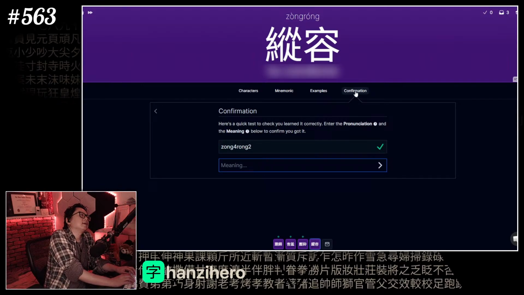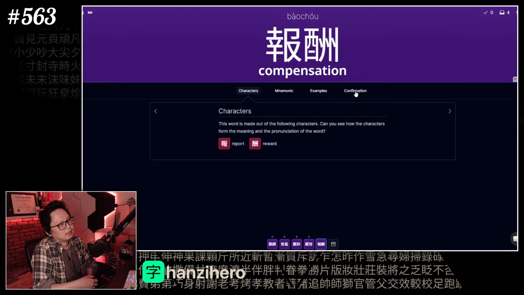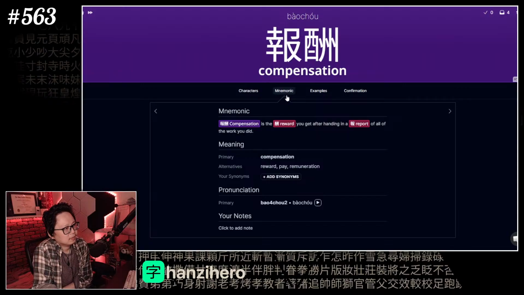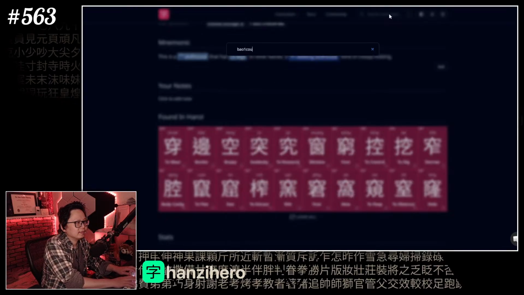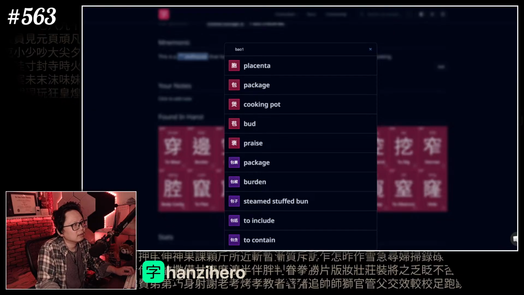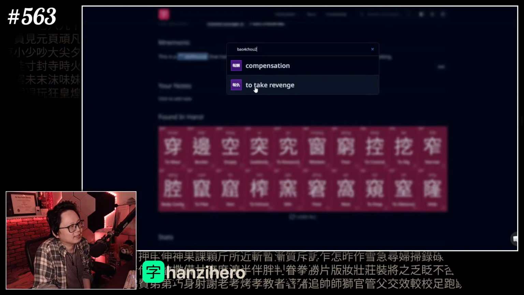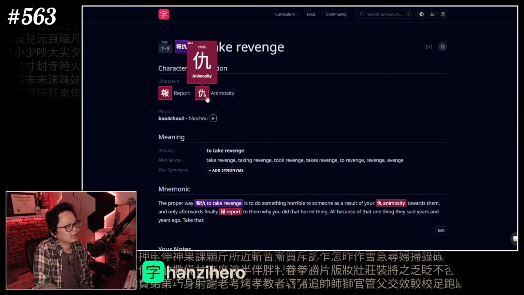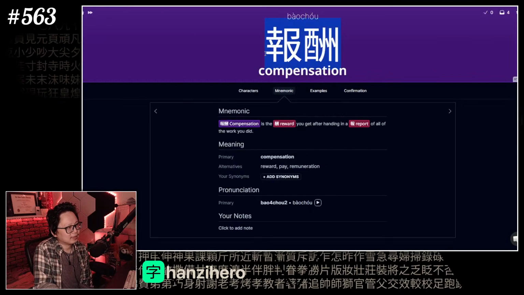纵容、报酬、oh that compensation, although it's also revenge. No, it's not revenge. Why do I think 报酬 is revenge? Oh, it's a different character. Right? Am I crazy? Hold up. Wait. Bao. Oh no, I might be thinking of something else. Oh no, it is. Yeah, it's a different character. The first character is the same, but it's a Cho for animosity. I'm like, why does this? Yeah, different character. Bao Cho. This one is a reward, so compensation or reward.